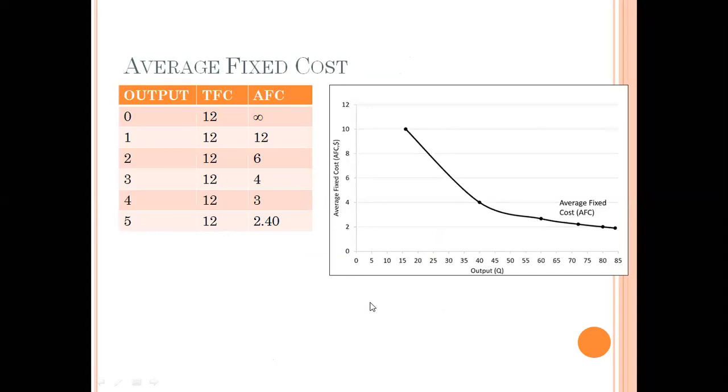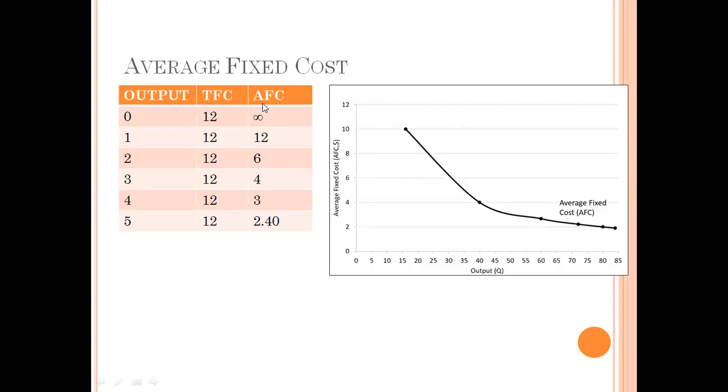Same way, if you see the diagram of AFC, what we observe is AFC is continuously falling from left to right. And of course, it will fall. See the schedule. Units are increasing 0, 1, 2, 3, 4, 5. Total fixed cost is the same, that is 12 at all levels of output. Now AFC will always be falling: infinity, 12, 6, 4, 3, 2.40. So AFC always falls with the rise in output because total fixed cost is fixed in nature.